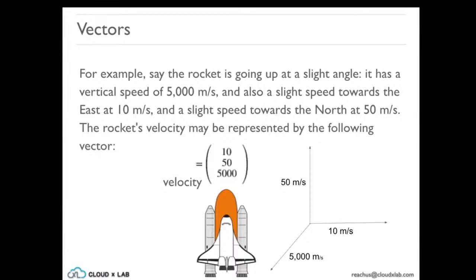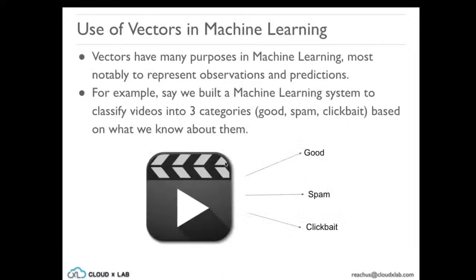So a vector, as some of you have learned and still remember, is a quantity defined with a magnitude and a direction. So a vector can be represented as an array of numbers also. That's one of the easy ways to do it. So for example, if you have to show that a rocket is going up at a slight angle, that it has a vertical speed of 5,000, a slight speed to the east at 10, and a slight speed to the north at 50, the rocket's velocity can be represented this way along the three different axes. So this can be defined as a NumPy array and used in calculations very easily.